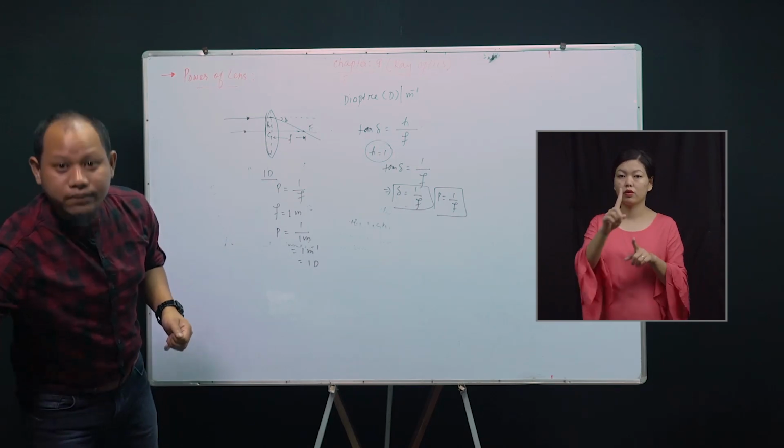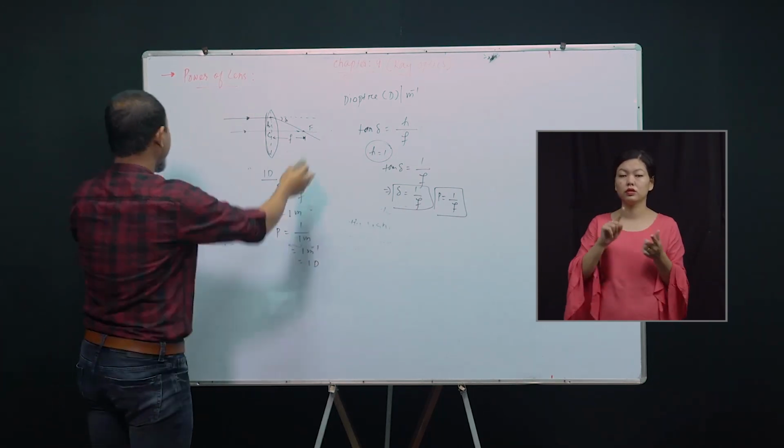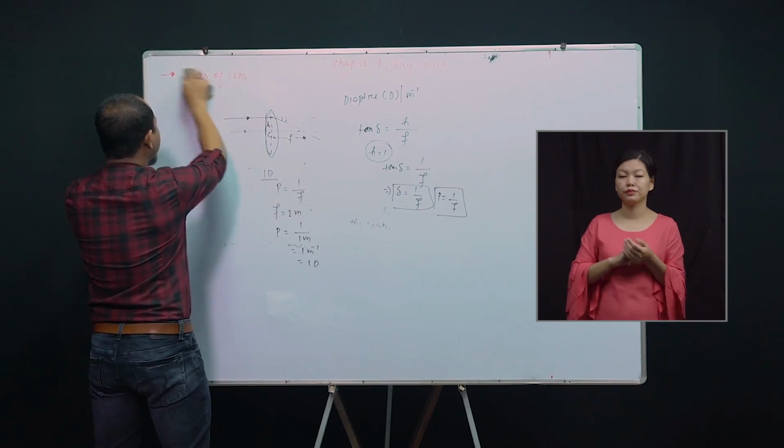Now we'll study the power of lens when we combine two or three lenses together. This is called power of lens in contact.